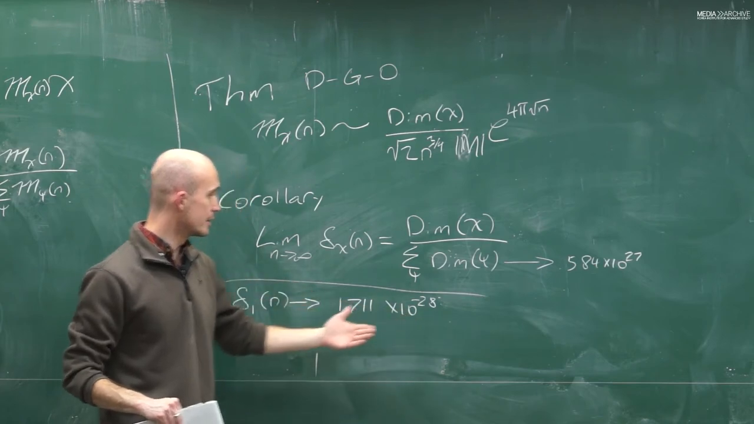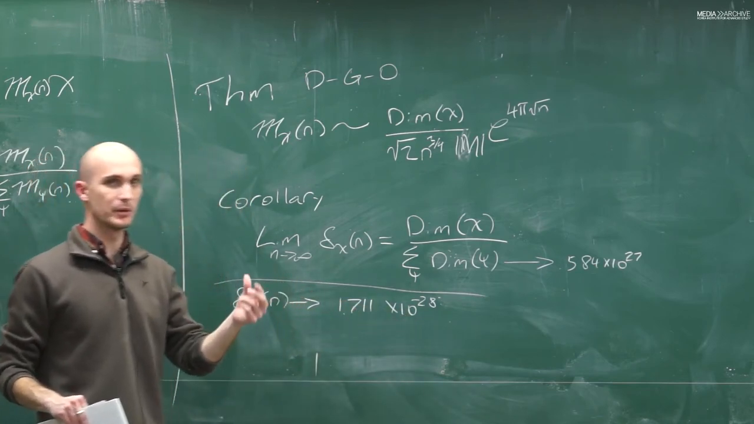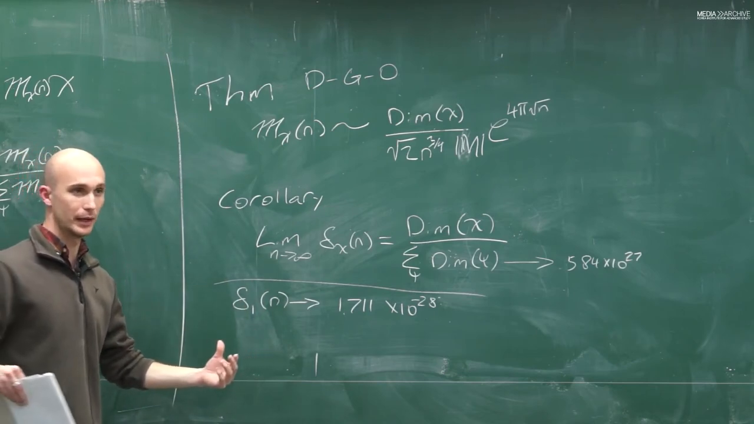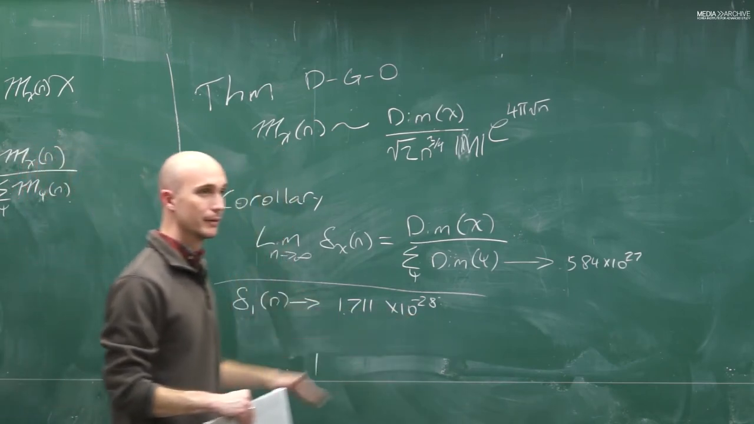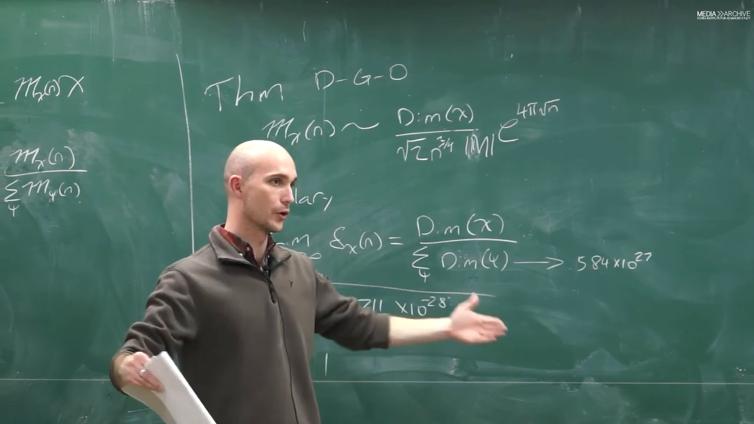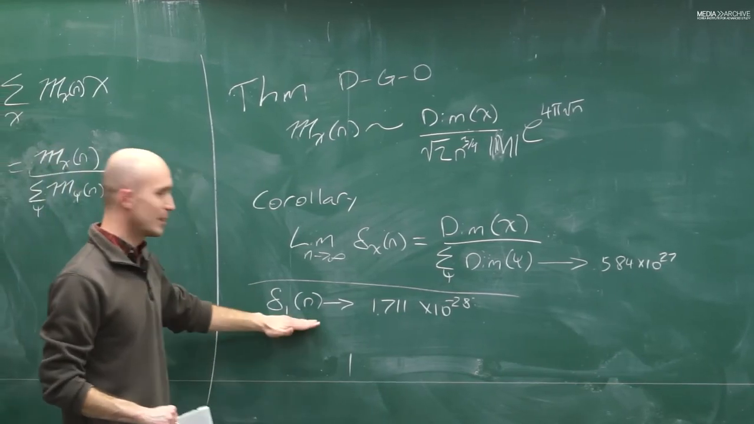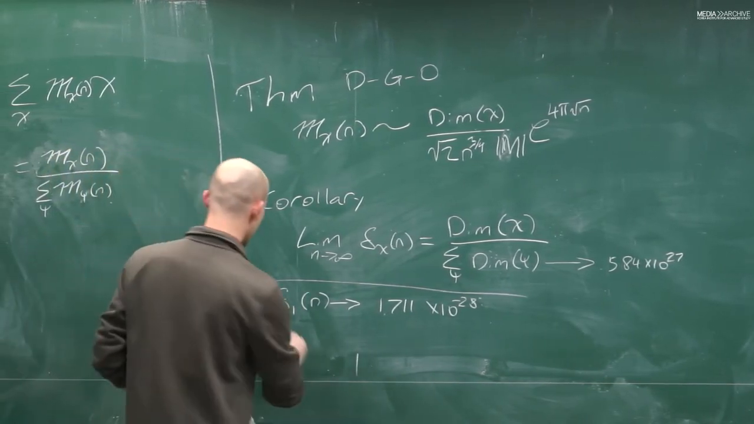This ratio here is about the same as the ratio of the mass of a paperclip compared to the mass of the whole Earth. Okay, so incredibly rare. The mass of a paperclip compared to the mass of the whole Earth. Yeah, so these black hole states are incredibly rare.